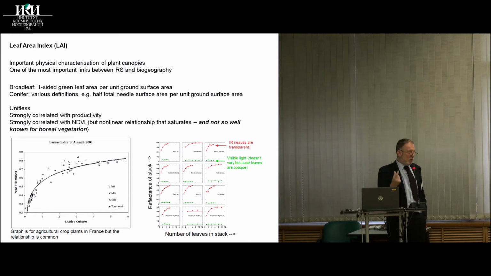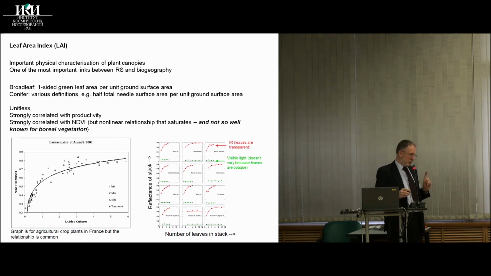It's strongly correlated with productivity. We would expect that because the leaves are where the plants do the producing. So it's telling us how much of the growth engine is present in the plant. And it's therefore strongly correlated with the NDVI. So as I say, this is our link. But the relationship's not a linear relationship, and it saturates. So if there's a lot of leaves, the relationship becomes less sensitive.